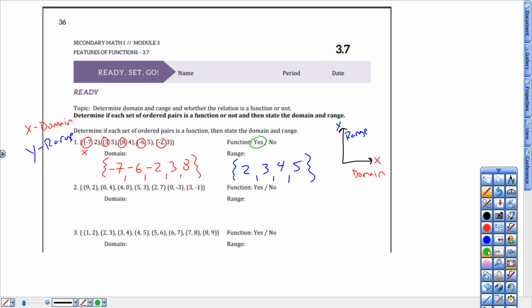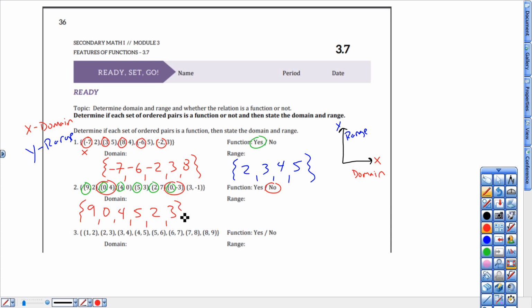All right, here we go. So number 2, 9, 0, 4, 5, 2. Uh-oh, another 0. One of them gave me a 4, and the other one gave me a -3. Nope, that is not a function. I cannot have the same x value give me a different y value. I'm still going to list the domain though. So all my x numbers, I'm just going to list them. I'm not going to do them from least to greatest. So 9, 0, 4, 5, 2, and 3.